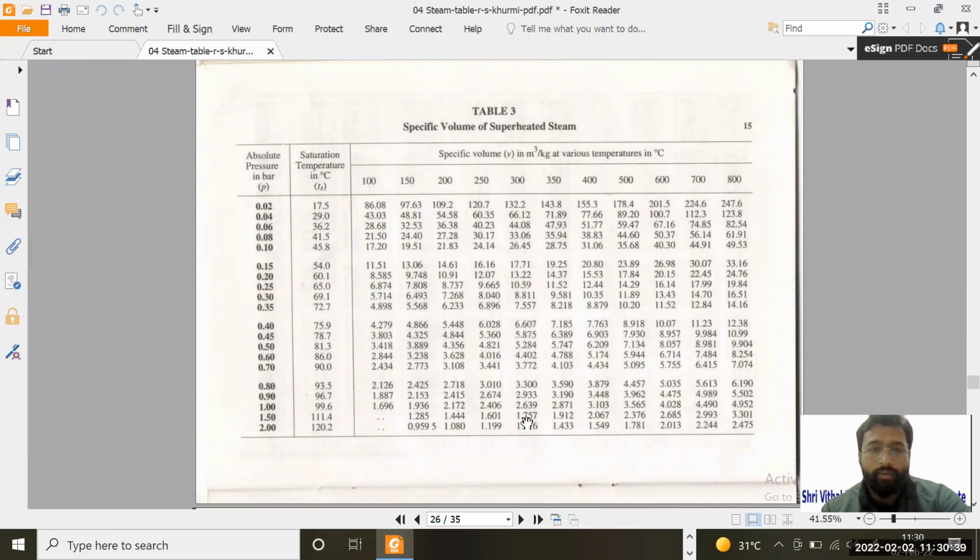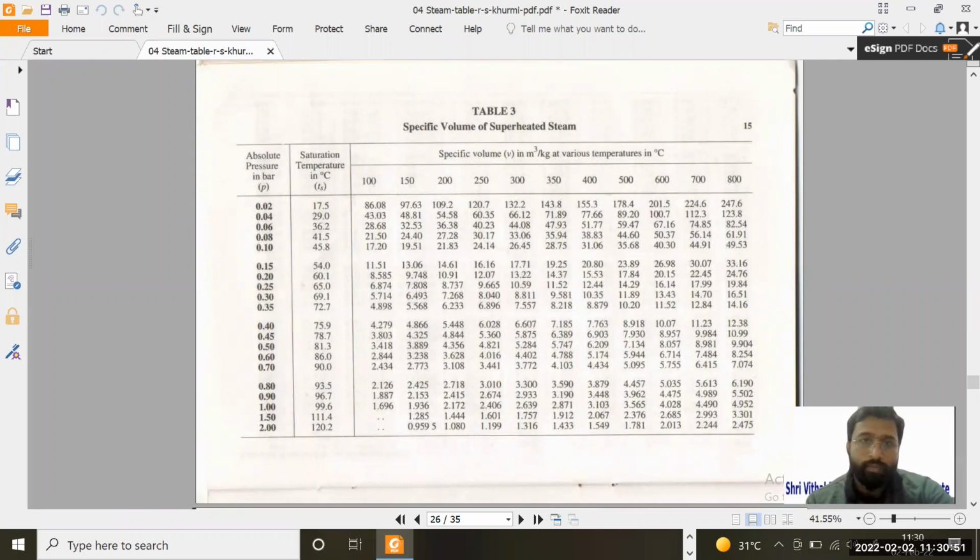Now at 300 degrees Celsius and 2 bar the specific volume is 1.316 meter cube per kg. Okay, so this way first you can predict the condition of steam, whether it is subcooled, wet or superheated, then you can calculate the properties.